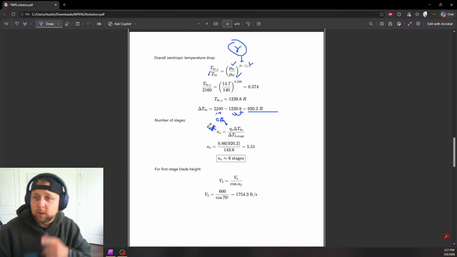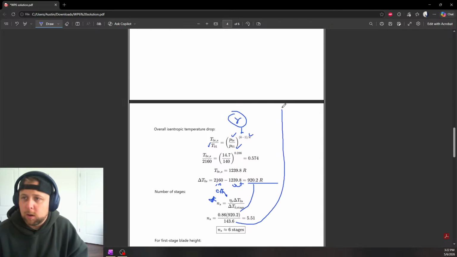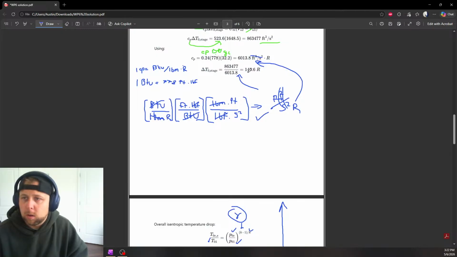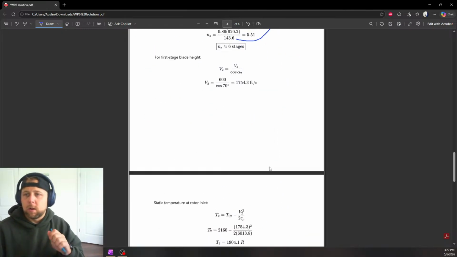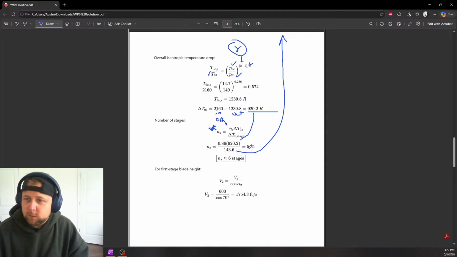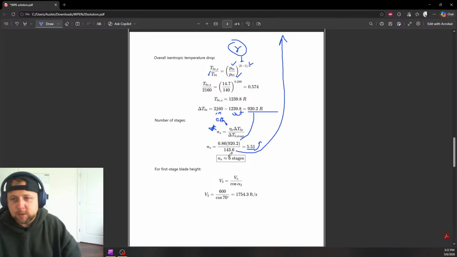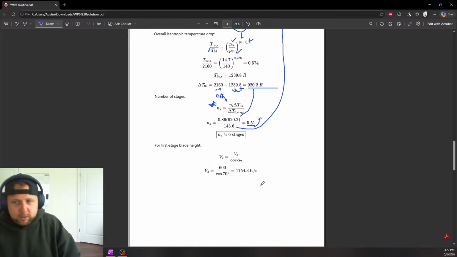So we have our 86% times our 920 times the stage, which we found way up here, right there. So 5.5 stages, which you always want to round up because we don't want to miss out on those stages. It gives us 6 stages. This is where things get hectic.